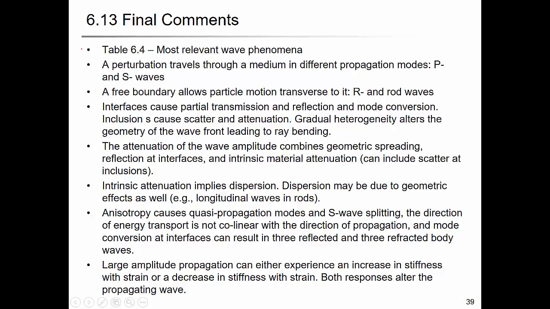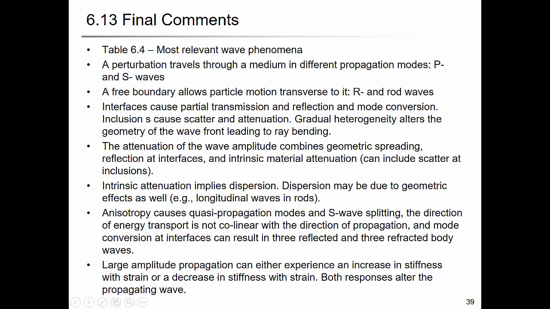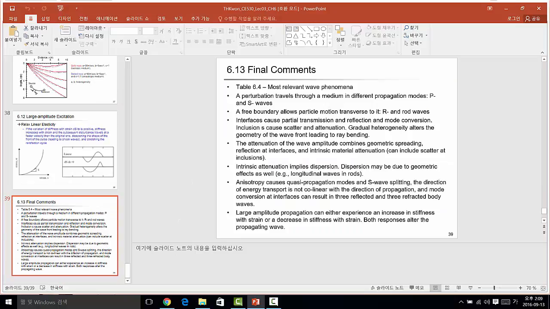So the final comment is the summary of this chapter. P and S waves in the infinite medium and free boundary for the Rayleigh mode and the rod wave, heterogeneity for the ray bending, and attenuation, and also intrinsic material loss, energy loss, and anisotropy. Okay, good. I think that's all. So chapter 6 is a very fundamental and theoretical part. And chapter 7 is also another fundamental theory, but that will deal more with soil and rock with pore fluid.